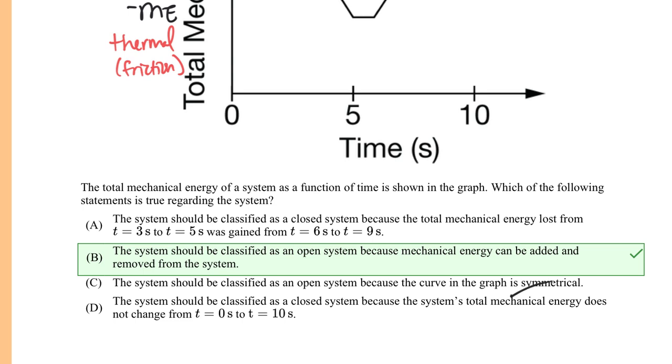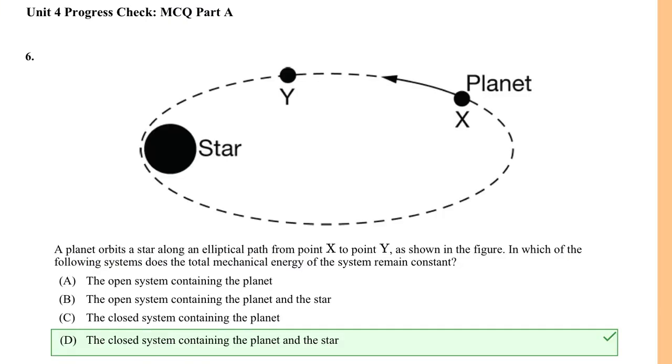That does not make sense. Letter D, the system should be classified as a closed system because the system's total mechanical energy does not change from T0 to T10. That is not true. So it's going to be B.